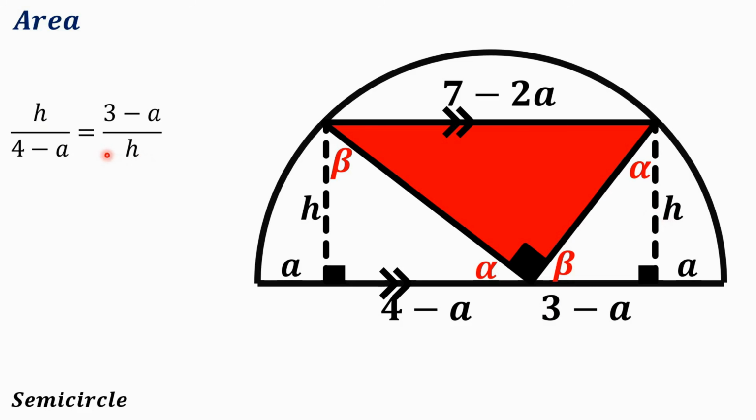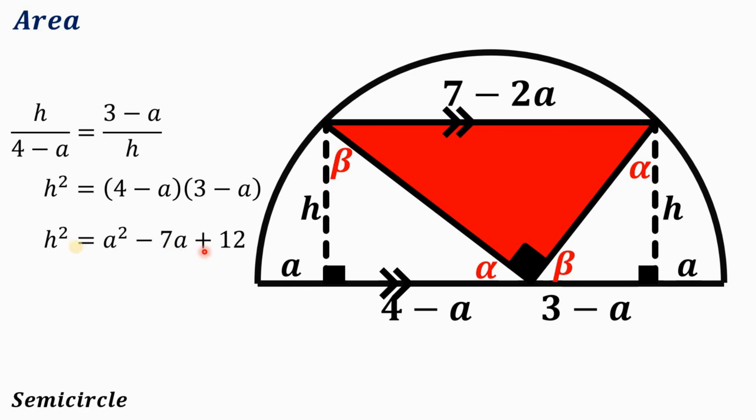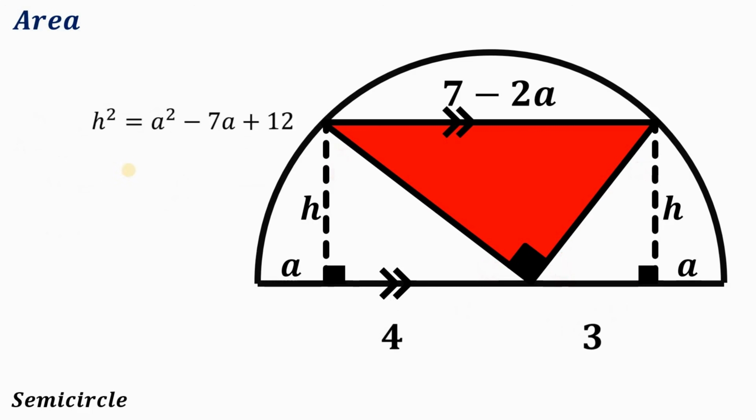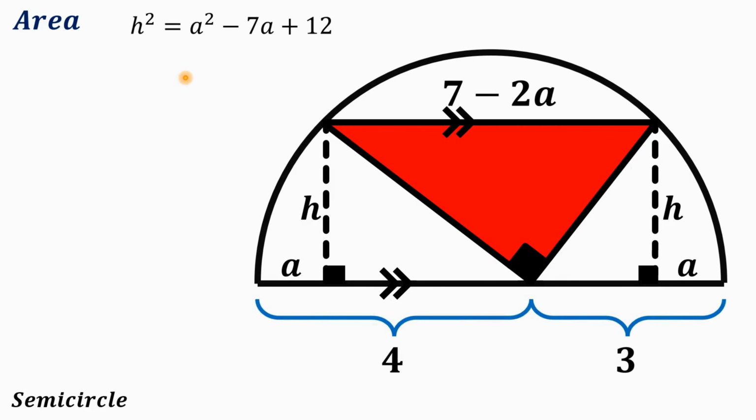Now, solving for H in terms of A, we have H squared equals 4 minus A times 3 minus A. Simplify this, or multiply, we get A squared minus 7A plus 12. And this is equivalent to H squared. So we have now one equation in terms of A and H. So we need another equation in terms of A and H. So what are we going to do to get that equation?